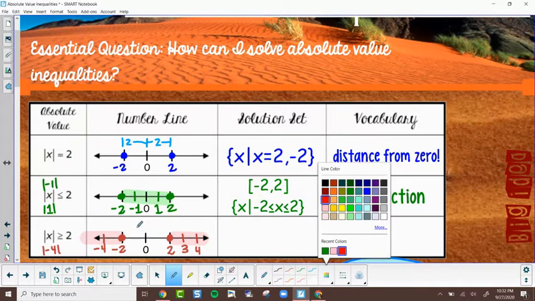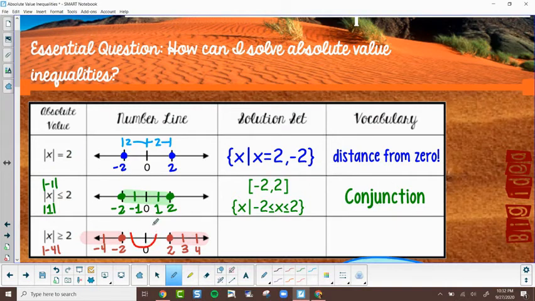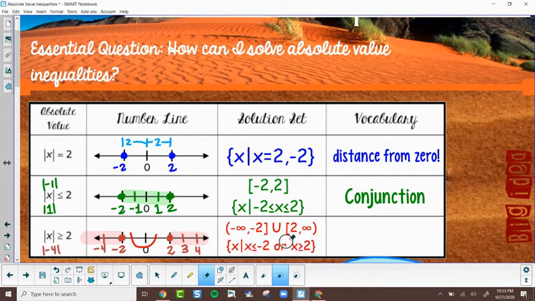When that happens, here's that little skip. It looks like we have to hop over some numbers. Well, I'm sure you know where this is going. You have to hop over. There's that union. So we have -infinity up to -2 with a bracket, or 2 and above. Here's our set notation with the or. That situation is called a disjunction. There's a disconnect going on.